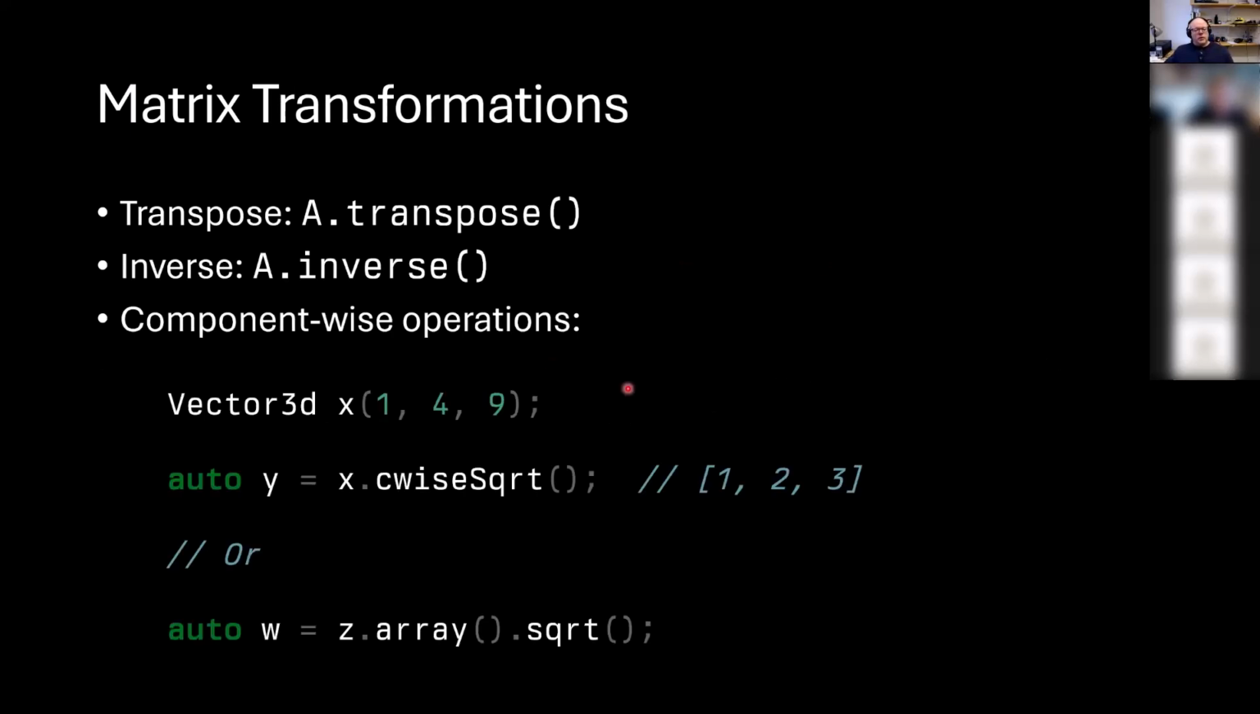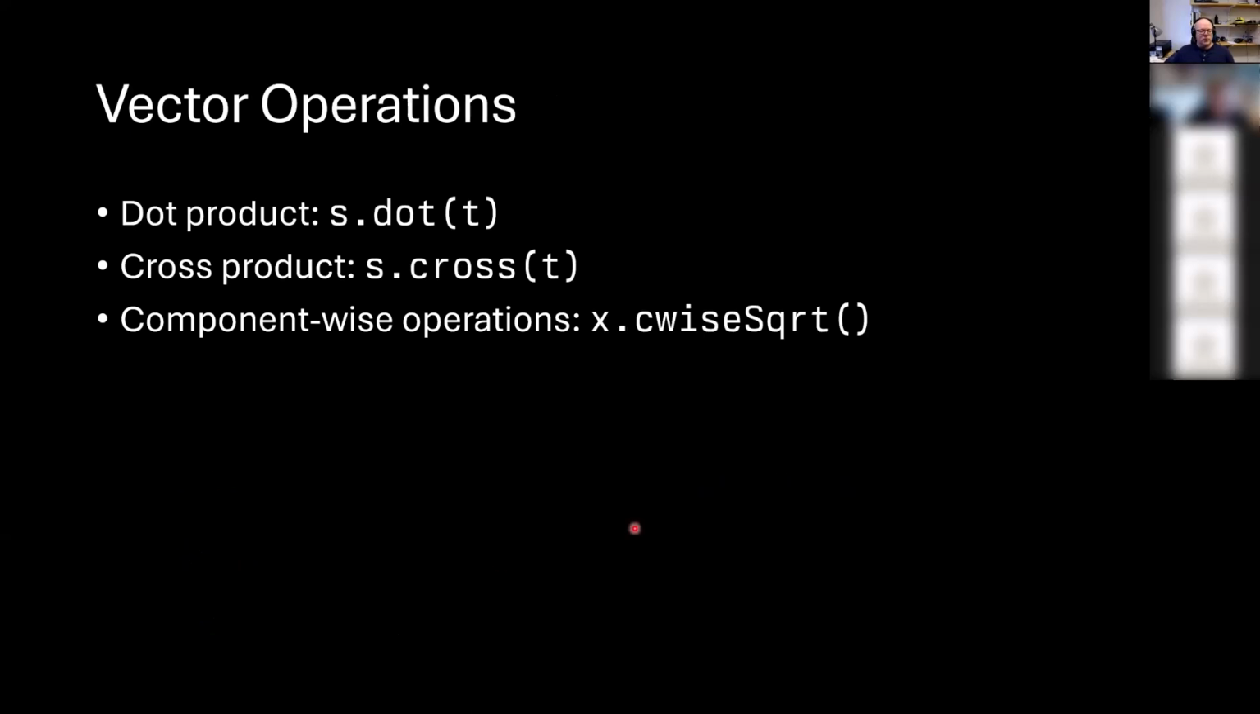And there is, of course, the transpose method. There is also an inverse that returns the inverse of A. And if you want to do some component-wise operations, you can do that using the cwise prefix. There are a lot of these defined for many common math operations. You can also, instead of using this method here, use dot array and then use the methods provided on the array to do element-wise operations on the array, which is the data structure in the matrix. So this has the same effect.